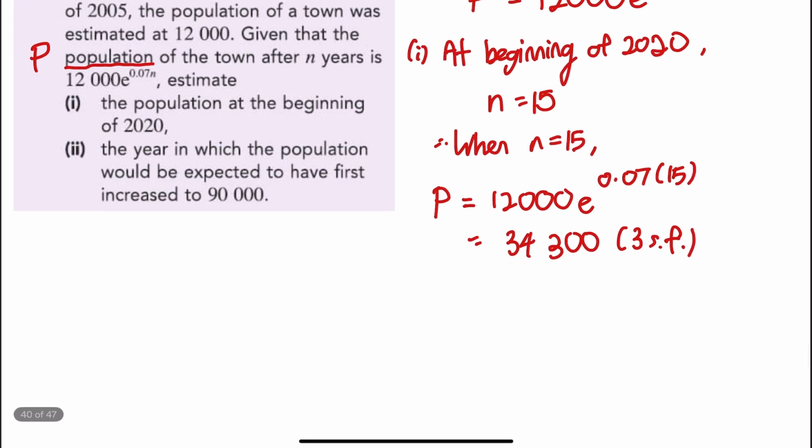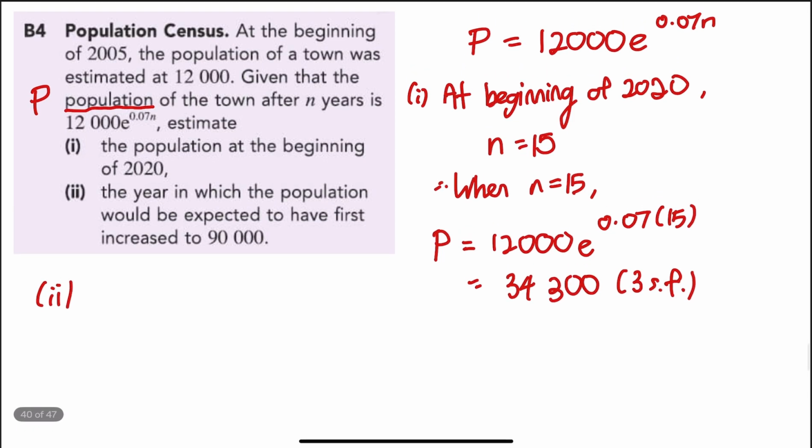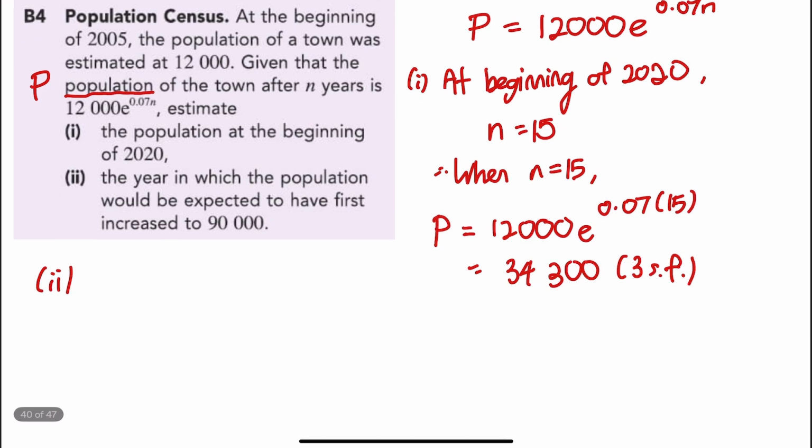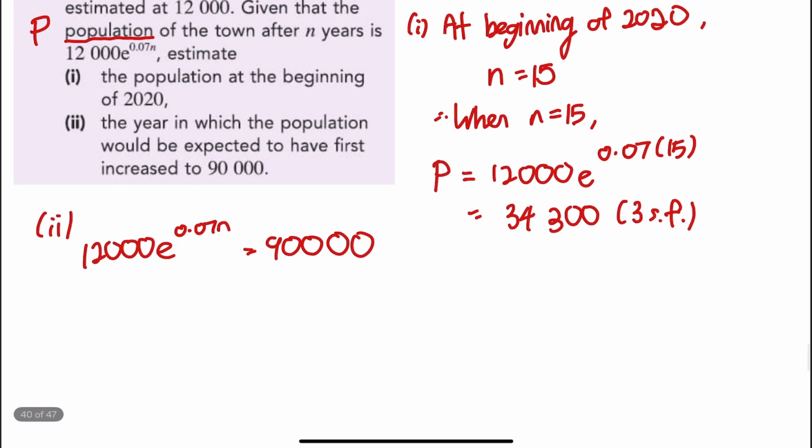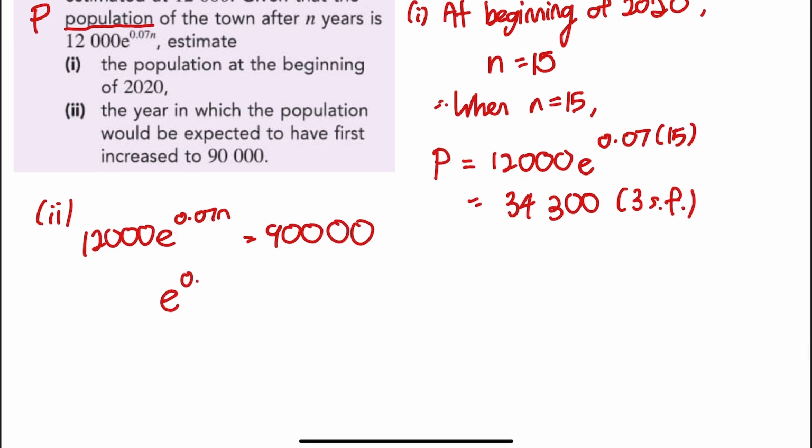Now let's look at part 2. The year in which the population will be expected to first increase to 90,000. So over here, for this population P, when this becomes 90,000, what is the value of n? So very simply, I let P go to 90,000. In this case, 12,000 e to the power 0.07n, I let this equal 90,000. Then I solve for n. I can first simplify the numbers: e to the power 0.07n, I divide both sides by 12,000. On the right side, I'll get 7.5.